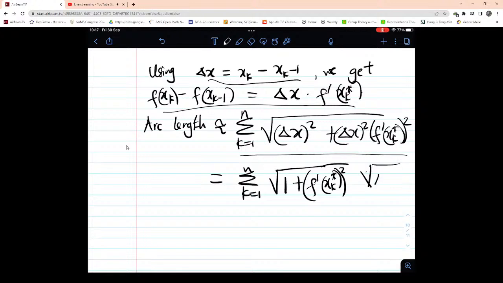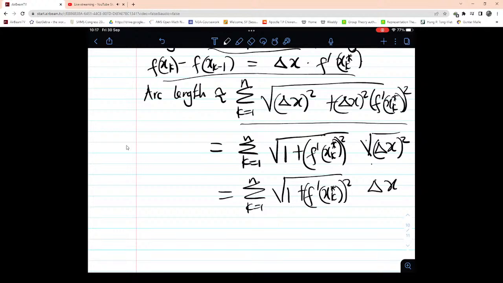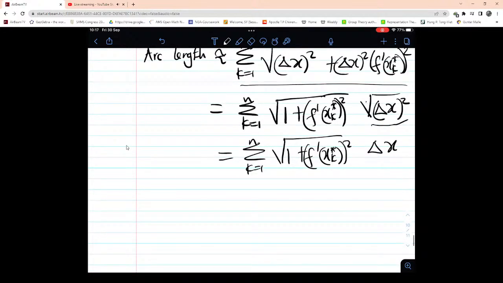times the square root of delta x squared, like that. And we end up with the sum from k equals 1 to n of the square root of 1 plus f prime of xk star squared times delta x. If we take the square root of that, we get that. And remember, these are just Riemann sums of which integral?